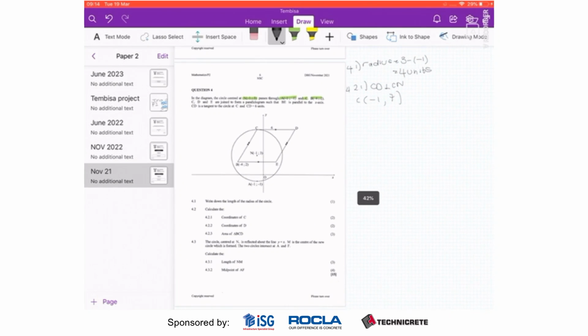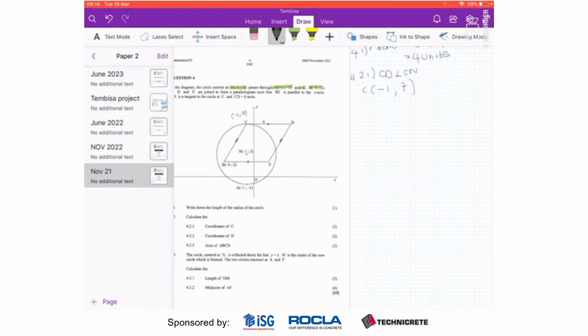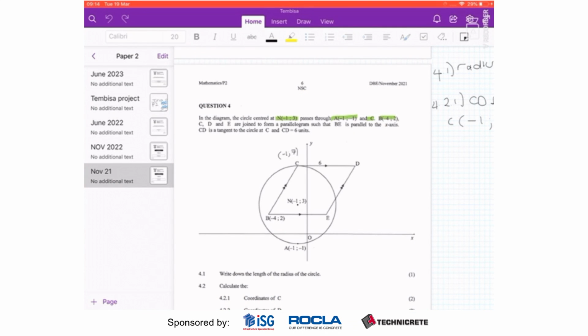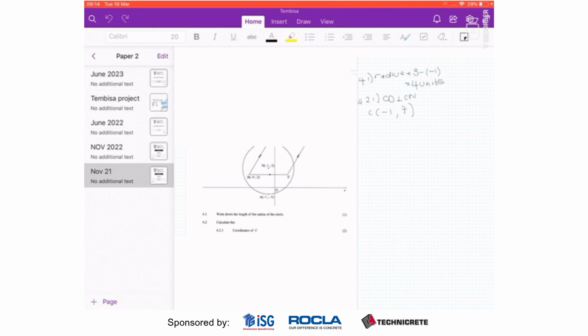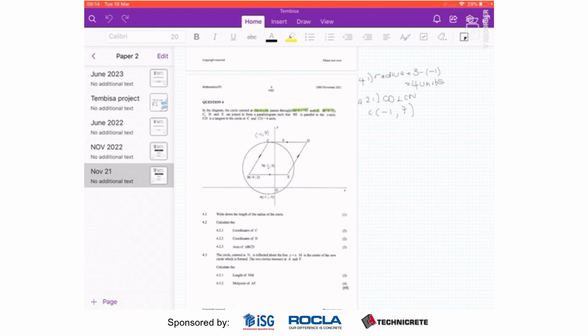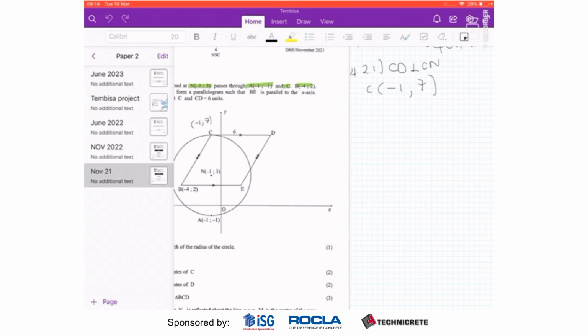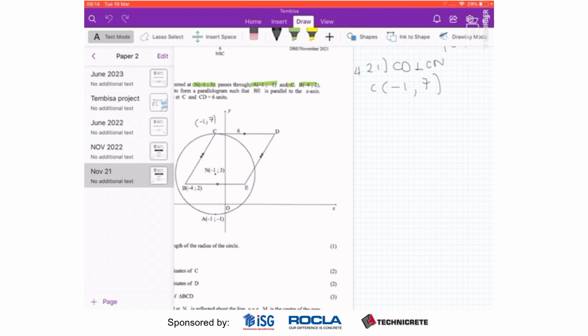Okay, the next question says the coordinates of D. Now they tell us 6 units. So that makes it very easy for us. You just add 6 units to your C. Okay, finding the coordinates of D. We already found the coordinates for C, so we just have to add 6 units to it. So 4.2.2. So my Cx value is -1 plus 6 is going to give me 5.